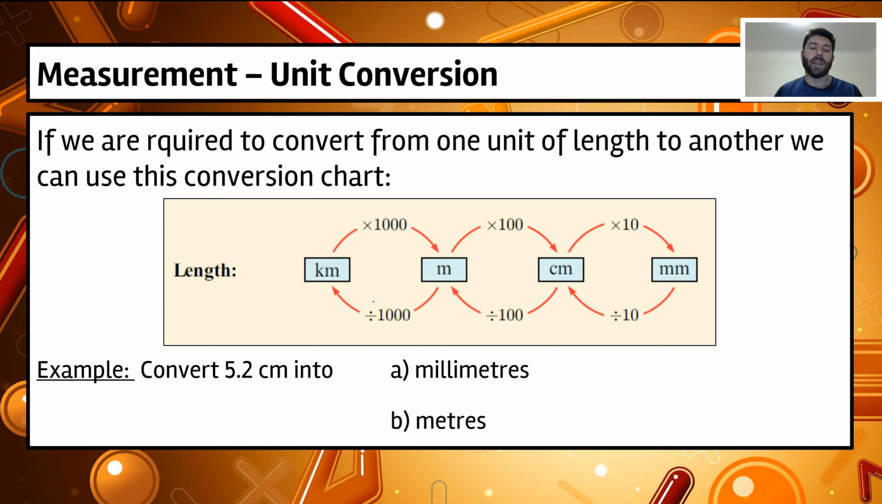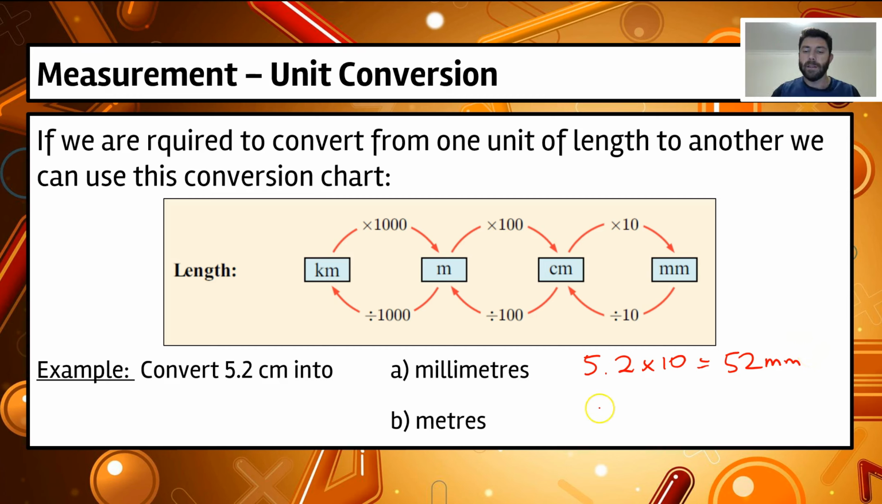Let's look at a quick example: converting 5.2 centimeters into millimeters. Centimeters into millimeters, we multiply by 10. So 5.2 multiplied by 10, we just move the decimal place one place, and that gives me 52 millimeters. So 5.2 centimeters is 52 millimeters.